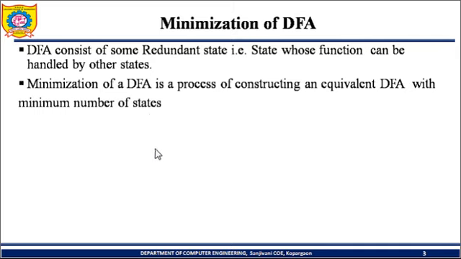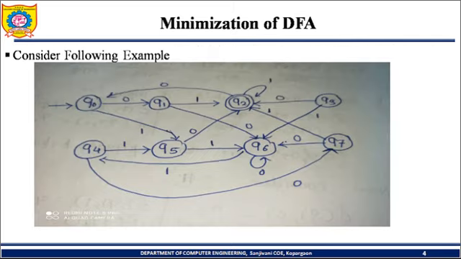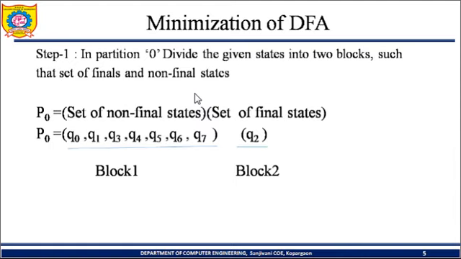Now we'll consider one example, and with the help of the example we'll see how to minimize the DFA. Here in this example a total of 8 states are there, that is Q0, Q1, Q2, Q3, Q4, Q5, Q6, Q7. Q0 is the initial state and Q2 is the final state, because in the transition diagram it is shown by a double circle. There are two input alphabets, 0 and 1. So we'll see one by one how to minimize the given DFA.